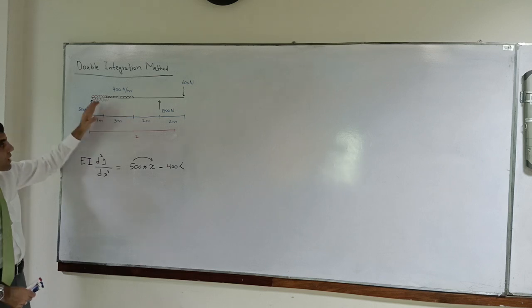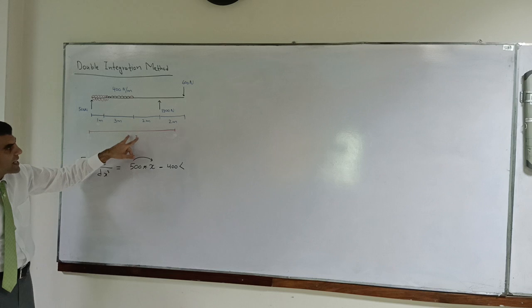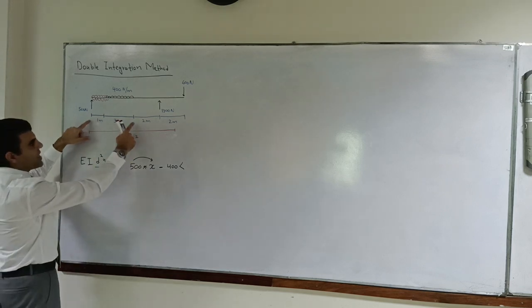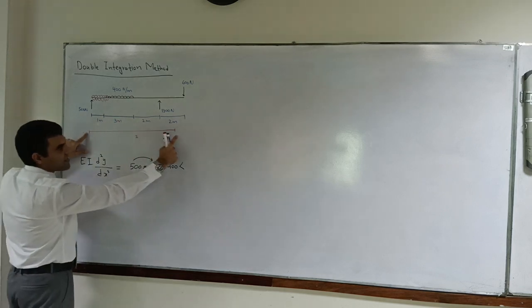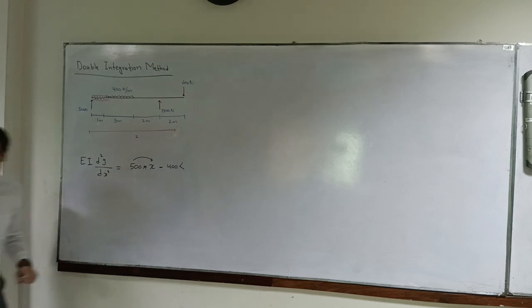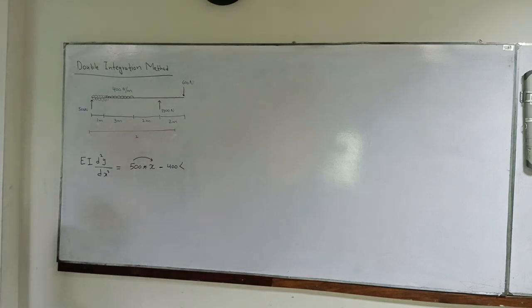Okay, so how can we find out this length in terms of x? This is x minus what? X minus 4, or x minus 4 divided by 2.